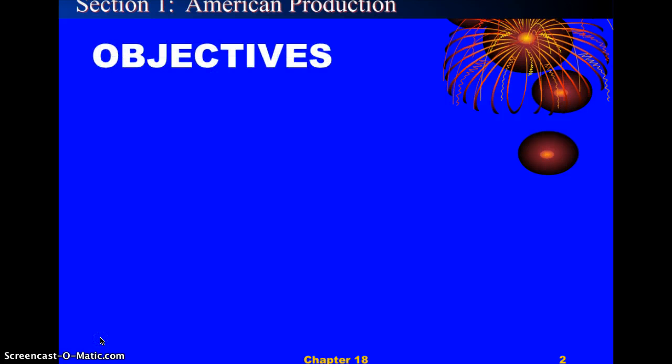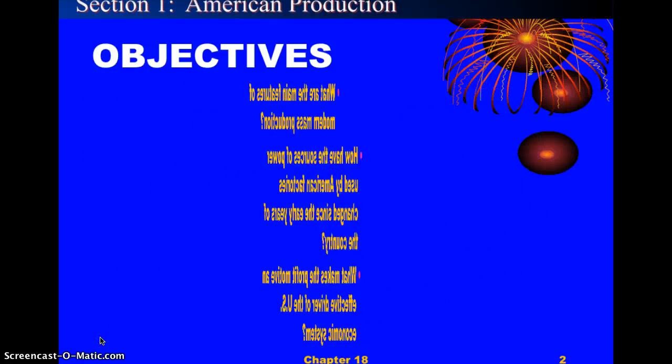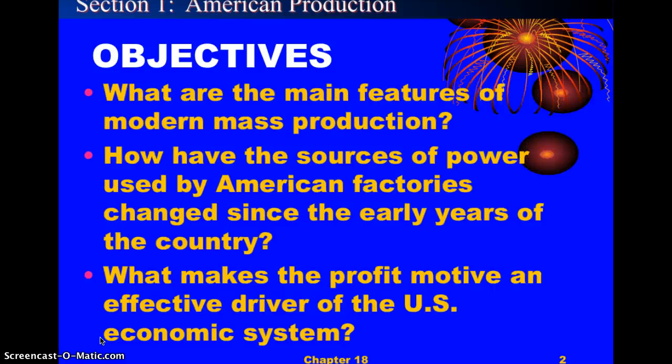Okay, our objectives for Section 1, American production, are: what are the main features of modern mass production? How have the sources of power used by American factories changed since the early years of the country? And what makes the profit motive an effective driver of the U.S. economic system?